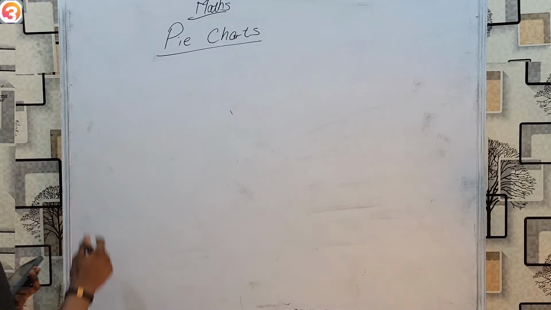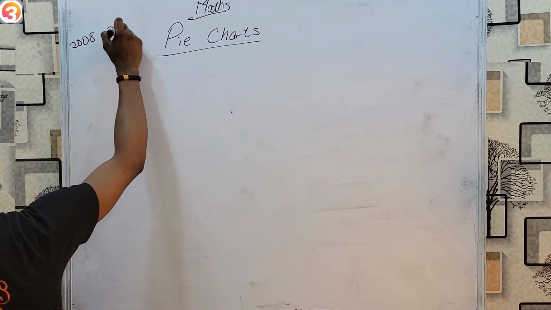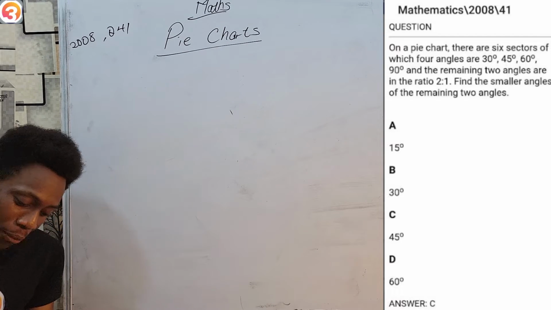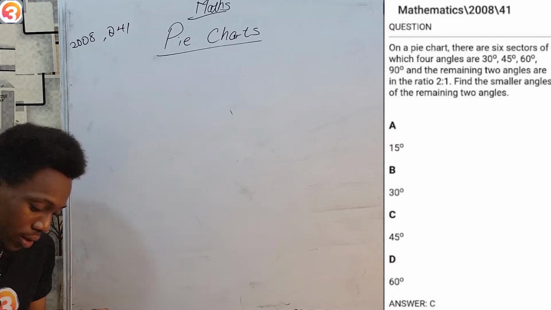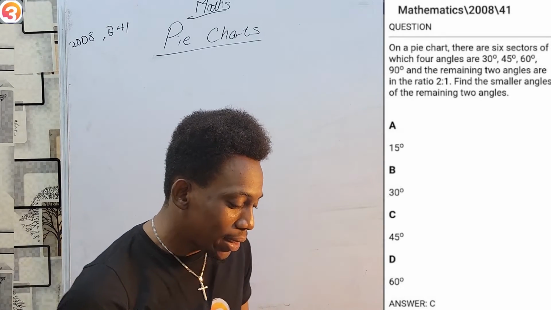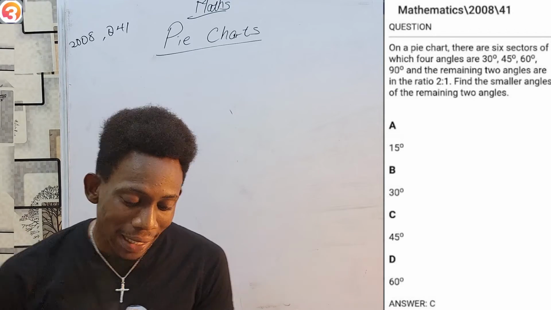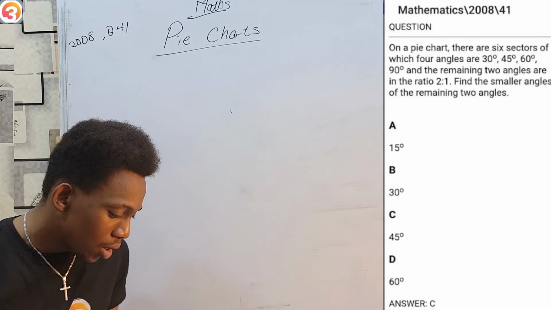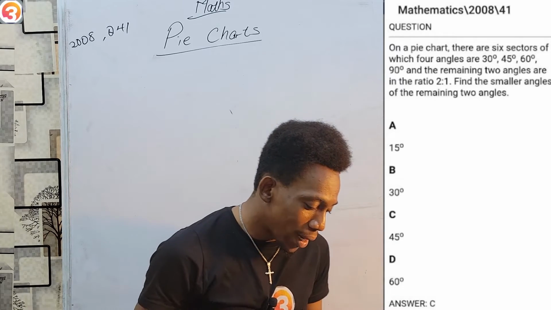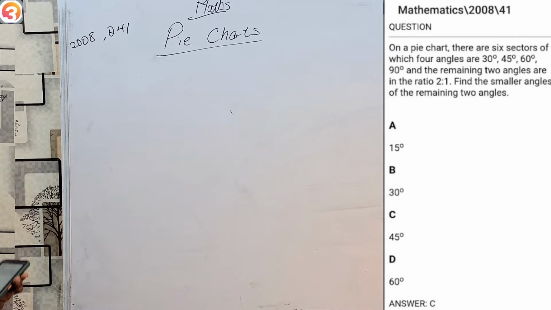All right. My next question is from 2008, question 41. For this one, I'm being told that on a pie chart, there are 6 sectors of which 4 angles are 30 degrees, 45 degrees, 60 degrees, and 90 degrees. And the remaining 2 angles are in the ratio 2:1. Find the smaller angle of the remaining 2 angles.